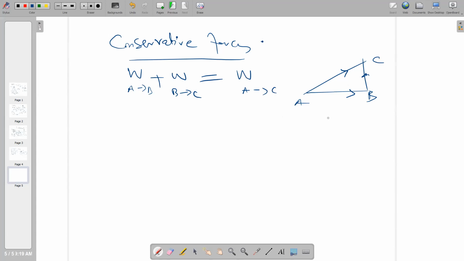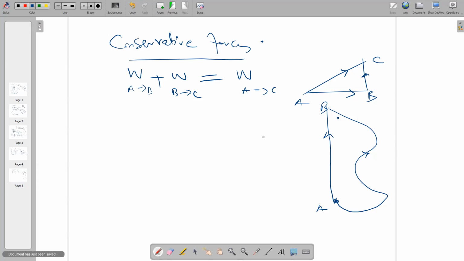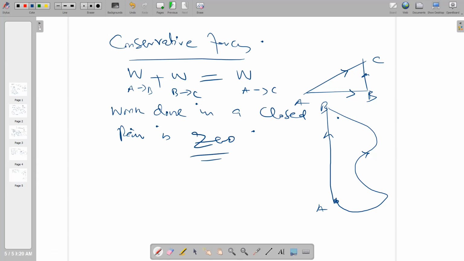The second thing, if you have a path like this, this is the direct path, and this is the curved path. Either you want to find the work done from A to B directly or from this curved path, if the value is the same, the force will be conservative. The second thing we are seeing is that if the work done in a closed path is 0, then the force will be conservative.